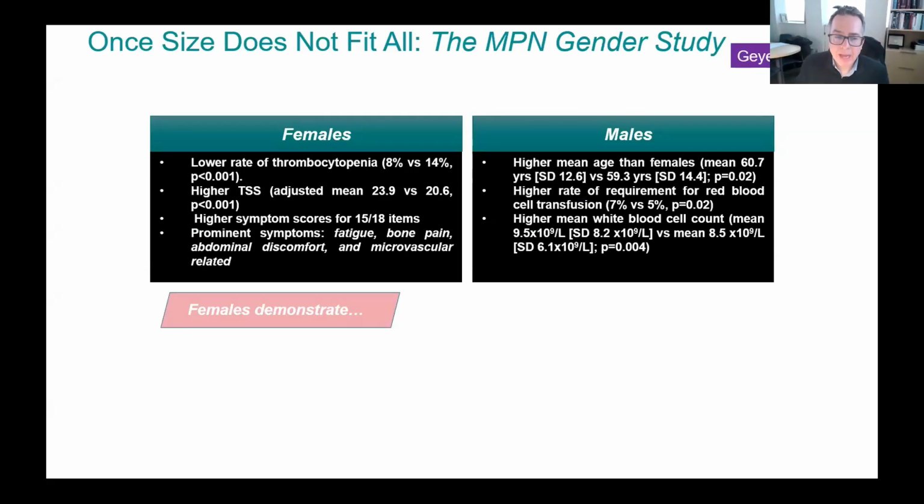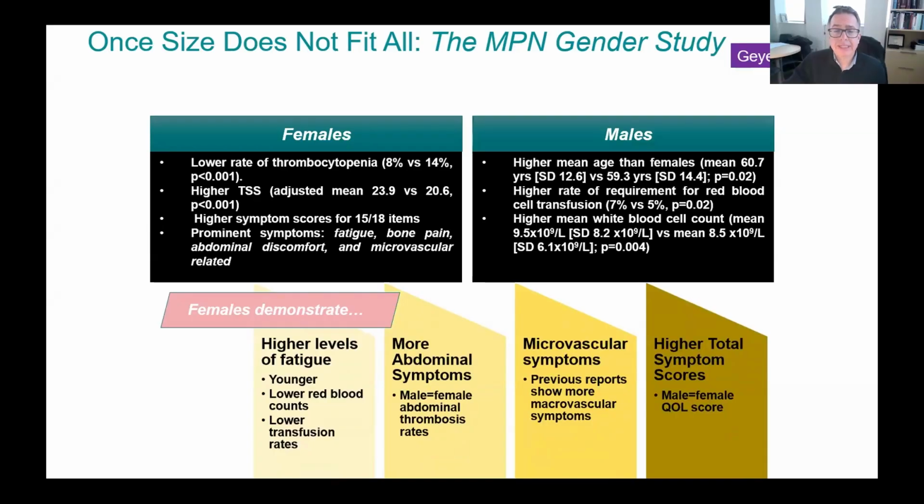Men and women are not created equal in the sense that there are differences in how they experience the disease. For example, women tend to have lower rates of low platelets, thrombocytopenia, and often have higher symptom scores in studies than men do. Their prominent symptoms are often fatigue, bone pain, abdominal discomfort, and headaches. Of course, this doesn't mean that for any given woman who has an MPN that would be exactly their profile. But generally speaking, there are differences between what men and women experience with disease, not just at the blood count level, but also at the symptom level, which was the point of this slide.